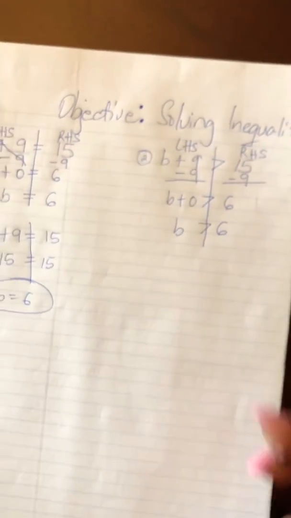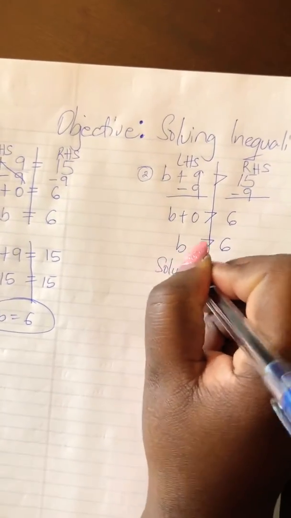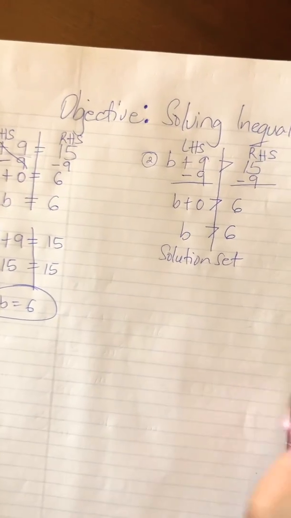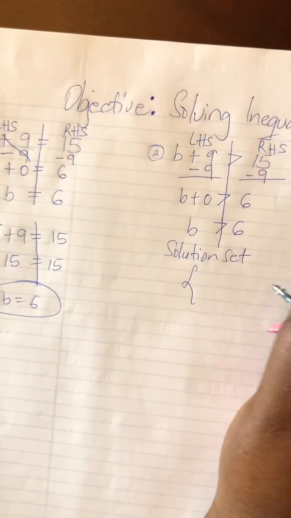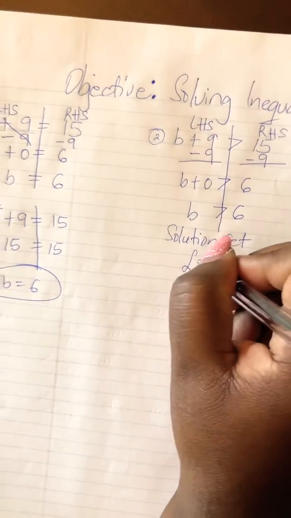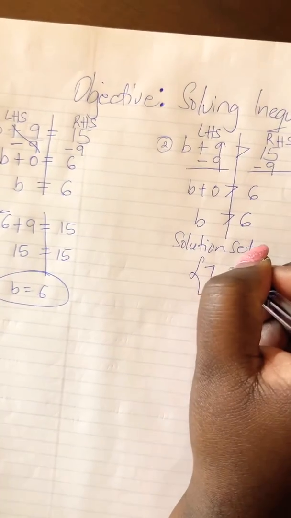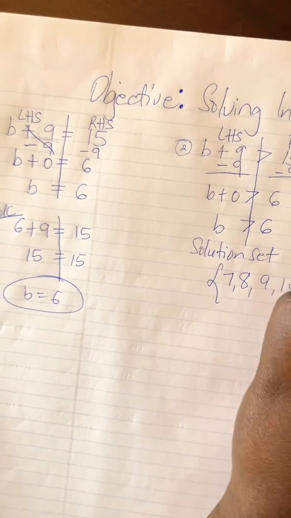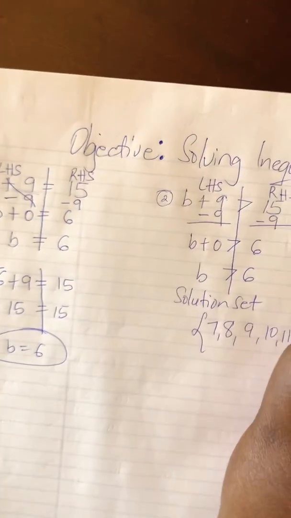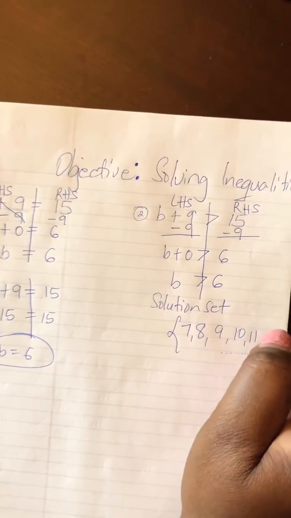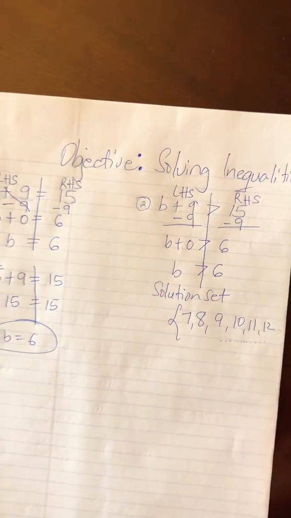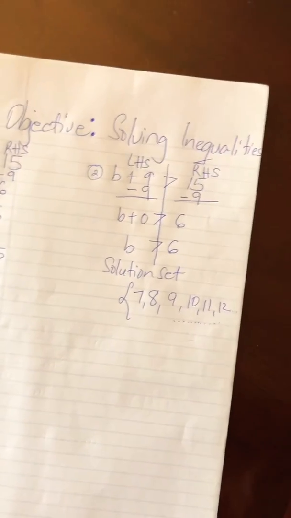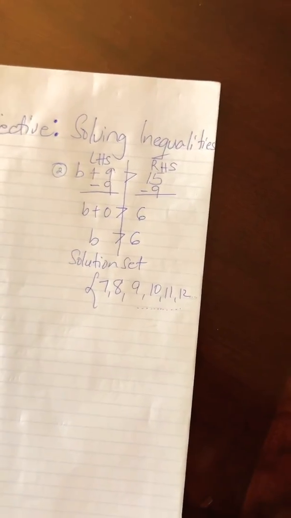No. So when we think about the solution set, we're going to think about greater than 6, which is going to be 7, 8, 9, 10, 11, 12, and it goes on and on. It continues. Can we ever stop? No. So we have an infinite solution set.